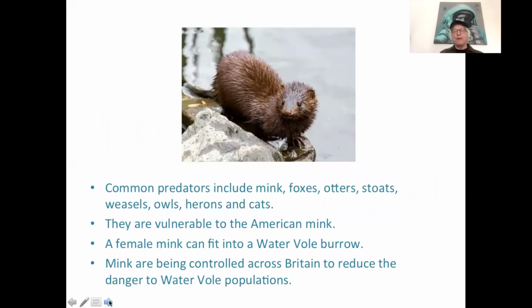Also, one of the big threats to the water vole is its arch enemy, the mink. Here we see a mink. It looks like an otter, but it's not. The American mink was brought to Britain in the 1920s so that, well, basically for fur farms, so that people could have these fabulous mink coats. But they began escaping quickly. They're very bright animals, and they've been breeding in the wild since the 1950s.